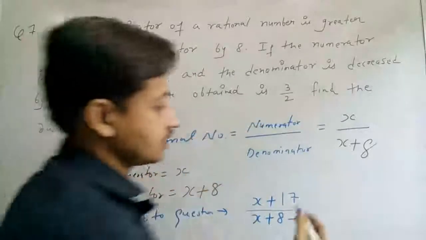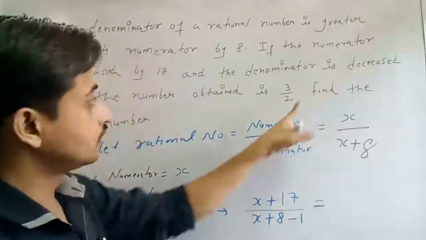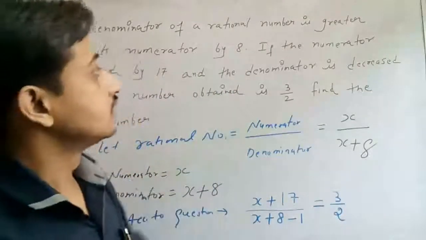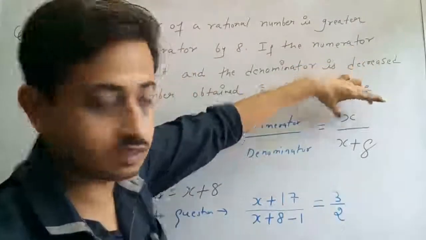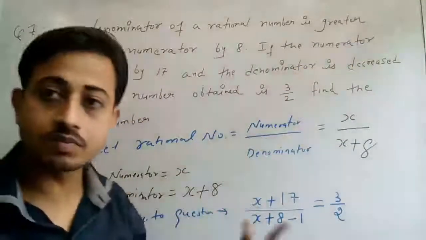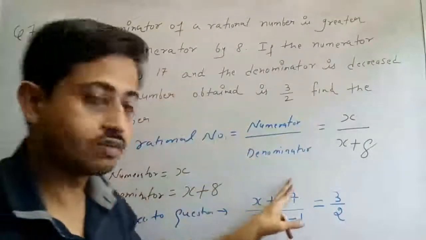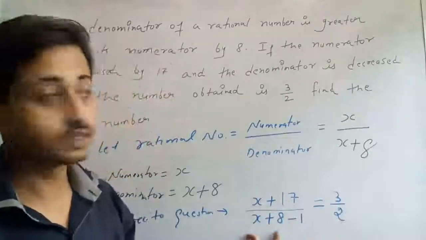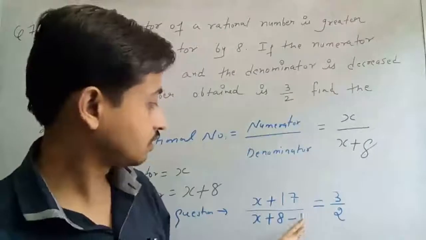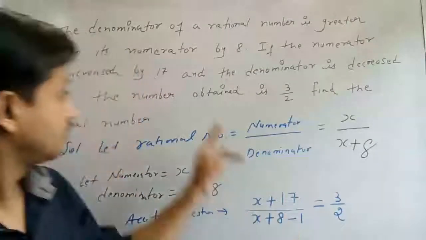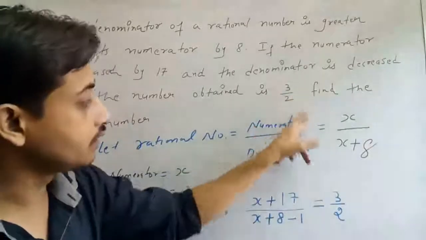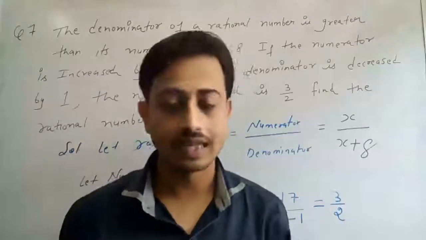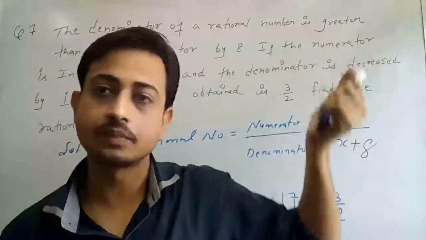The number obtained is equal to 3 by 2. It's very simple. Again, the numerator is x, increased means positive by 17, so we add 17, and the denominator is x plus 8, decreased means minus 1. The number obtained is 3 by 2. Now it's very simple: do cross multiplication and get the value of x. So please make a note, then I will rub the statement part.